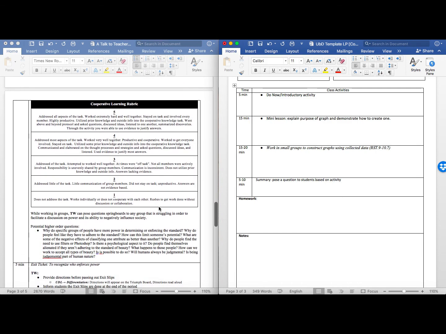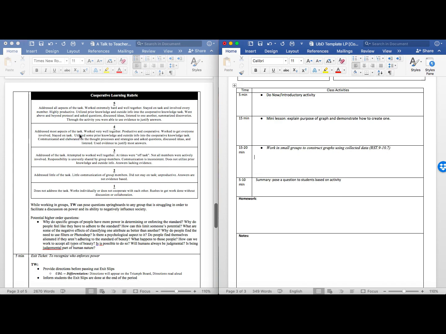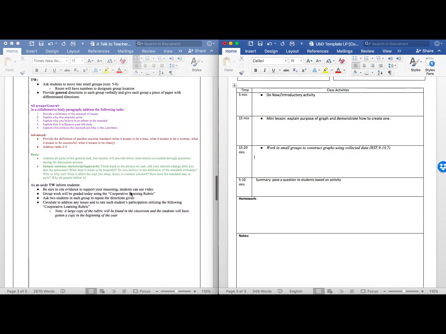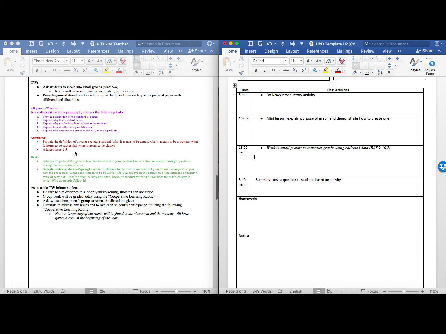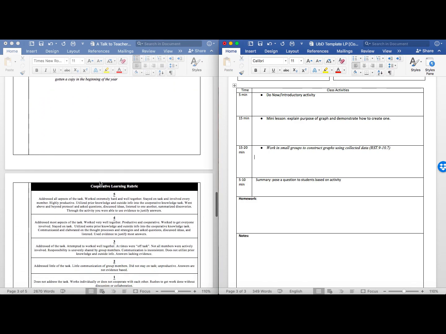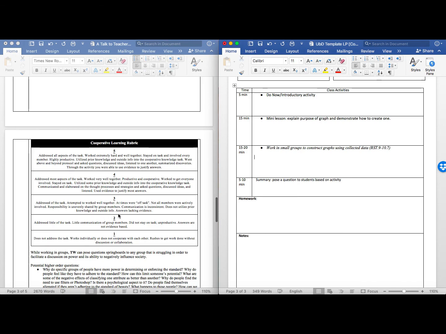Before we get there, notice how this person includes their rubric. So clearly this is how students are going to be graded while they are doing this activity. This is not the rubric here. This is the differentiated activity that's happening. You have advanced and basic, as we discussed before, and the rubric appears in the lesson plan itself.